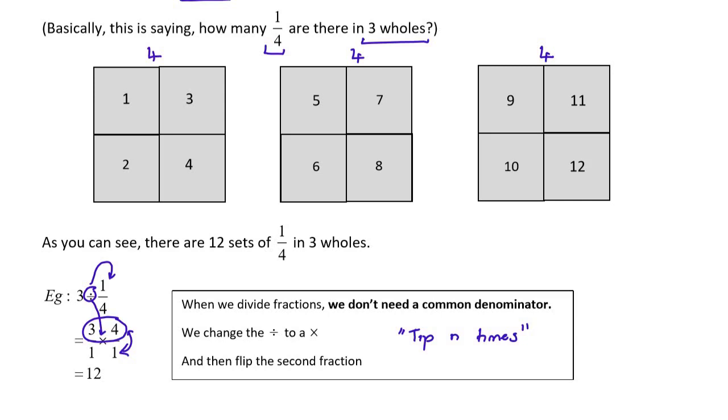Now, why does this work? Well, because basically I have 3 sets of 4 because I have 4 quarters in each whole. And so it actually is a multiplication sum when you think about it in that way. So we're going to use this method as opposed to drawing pictures every time. So when you divide fractions, we change the division to a multiply, and then we flip the second fraction. So let's have a look at some examples together.